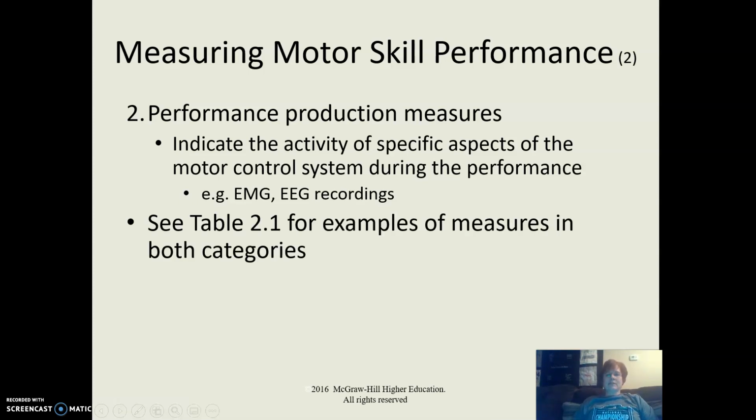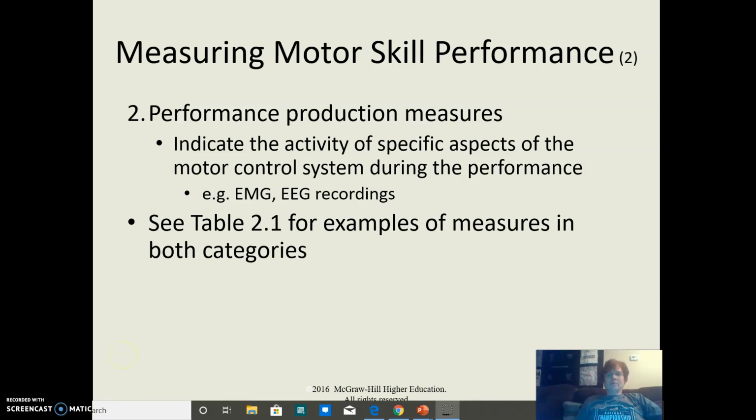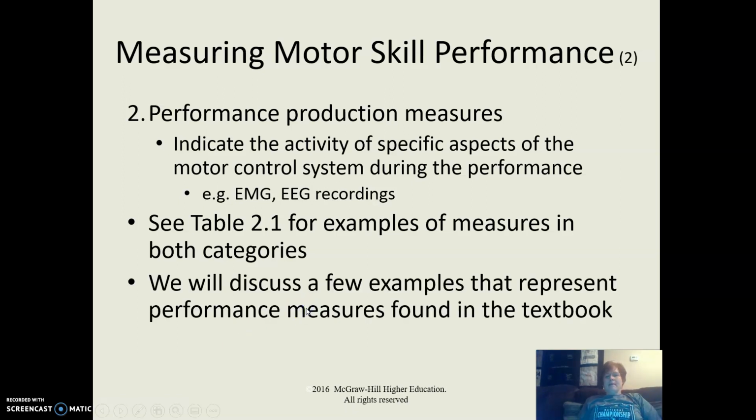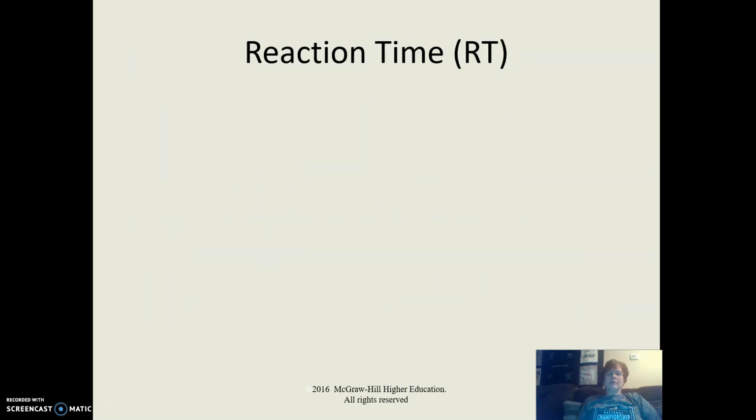There's a lot of different examples of both performance outcome measures and performance production measures found in Chapter 2 in our textbook. So I encourage you to review those examples and be ready to make distinctions between those two types of ways that we measure movement performance. Reaction time will be one performance outcome measure that we specifically will break down and speak more specifically about.